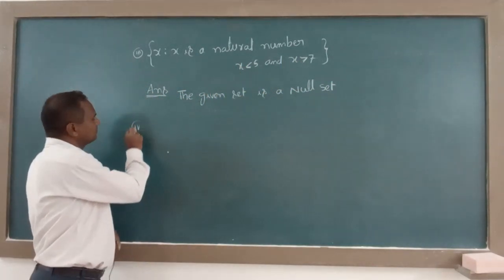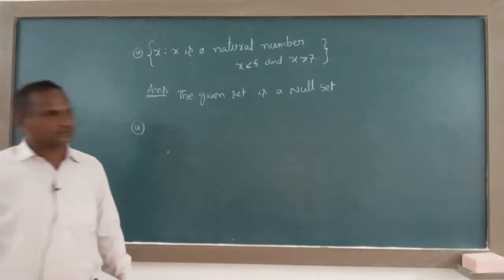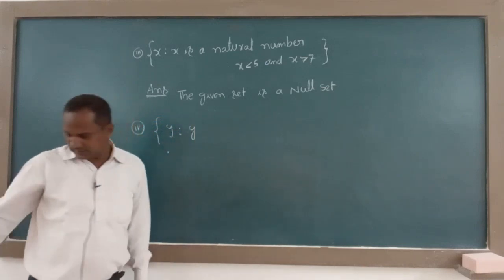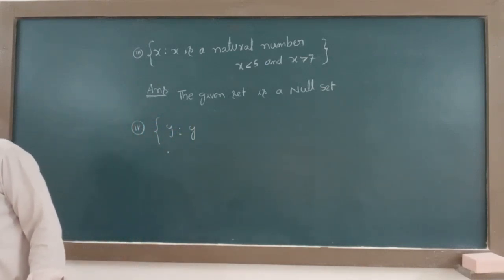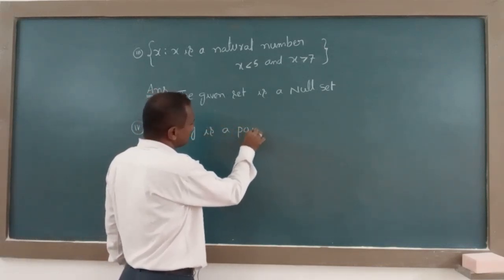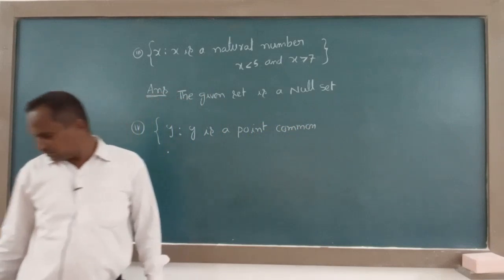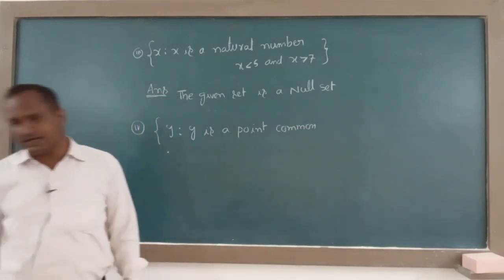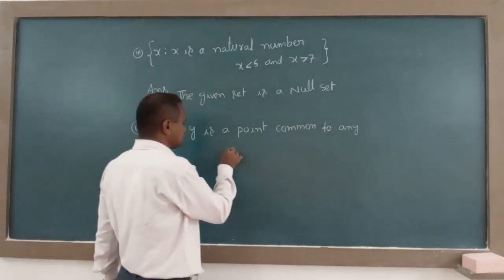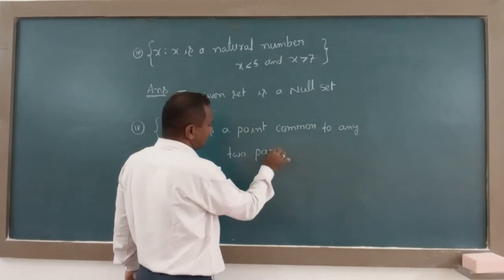Next, fourth question. Fourth question is: y is such that y is a point common to any two parallel lines.